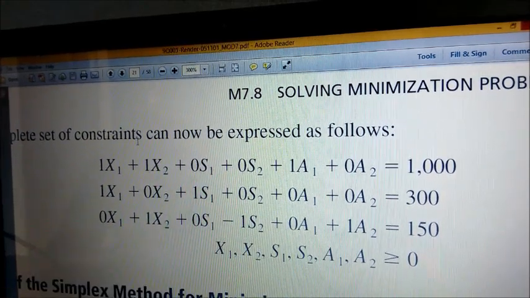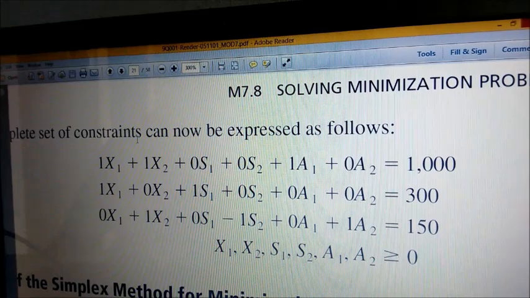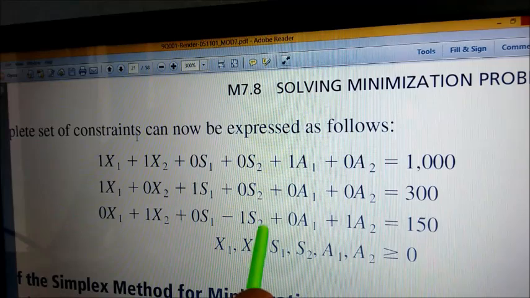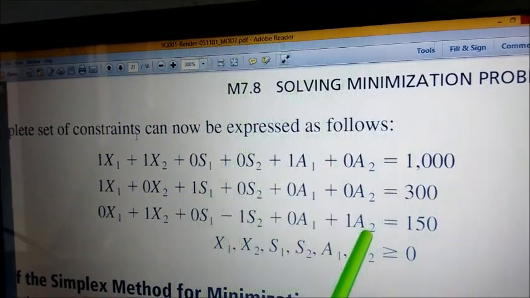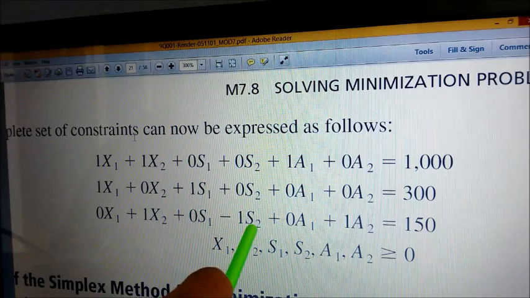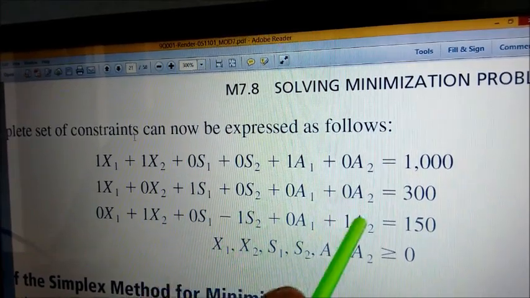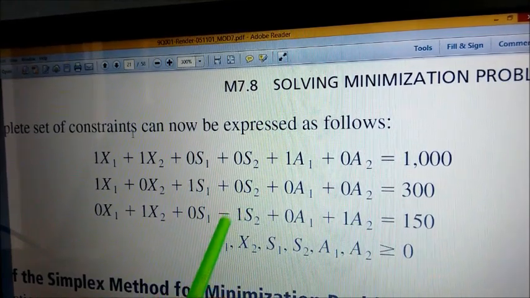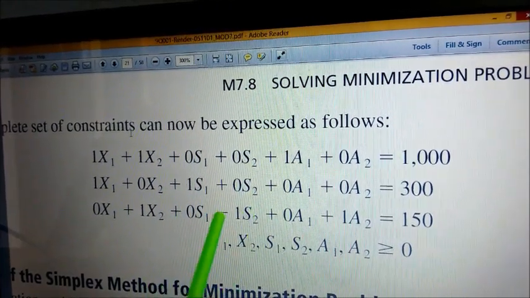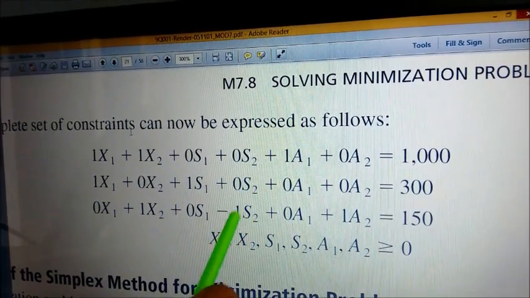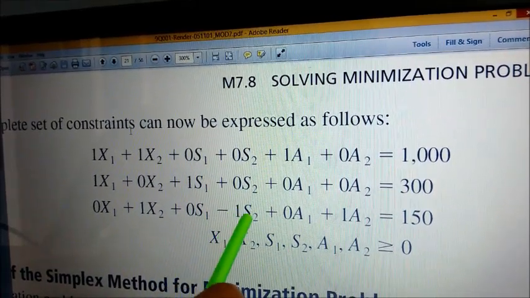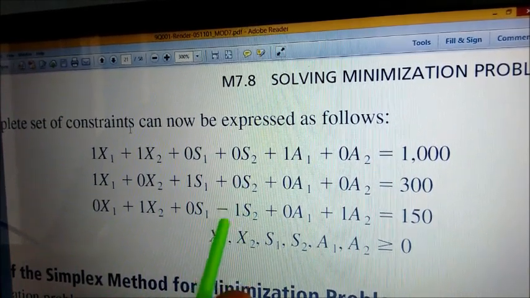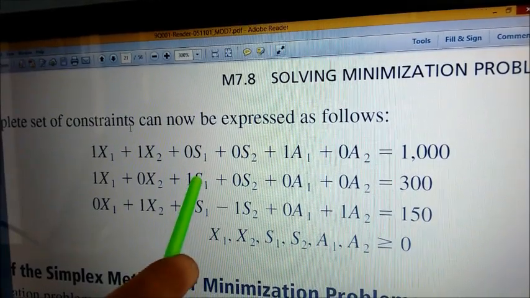Now the third inequation was the greater than or equal to constraint. That's why we've subtracted a surplus variable s2, and we've added another artificial variable a2. Because we subtracted the surplus variable, our coefficient is -1 here, and because we've added an artificial variable, the coefficient is +1 here. What I was telling you before was that there's a negative sign in front of a surplus variable, so we cannot take it as the basis. The three variables which are going to form the basis will be a2, s1 and a1.